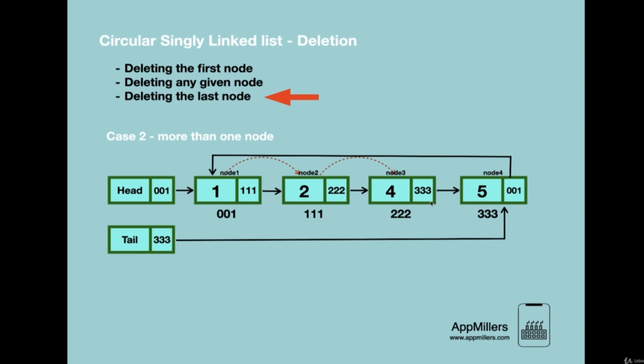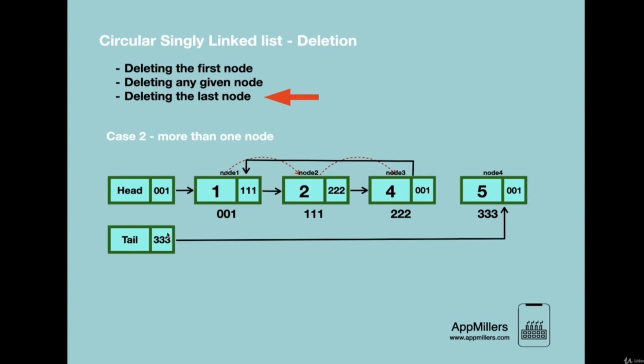So by setting this to 001, it creates a link between node 3 and node 1, and these links get deleted. So the link between node 3 and node 4 is deleted. The link between node 4 and node 1 is deleted. So the next step, we need to change the tail reference to point to node 3, which is the node before the last node.